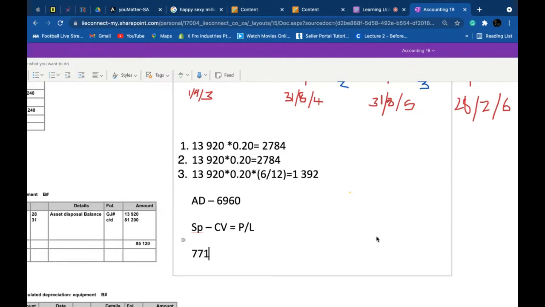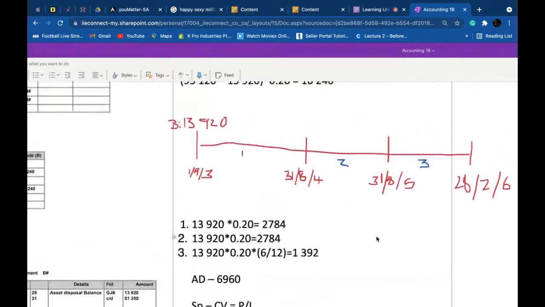7,714. Okay. And then minus the carrying value, which we know is going to be this 13,920 minus your accumulated depreciation, which is 6,960, which gives you what then? 754. Do you guys agree? Now, is that a positive or a negative 754? Positive. Okay, so this is a profit. Cool. So now we've done all our calculations.